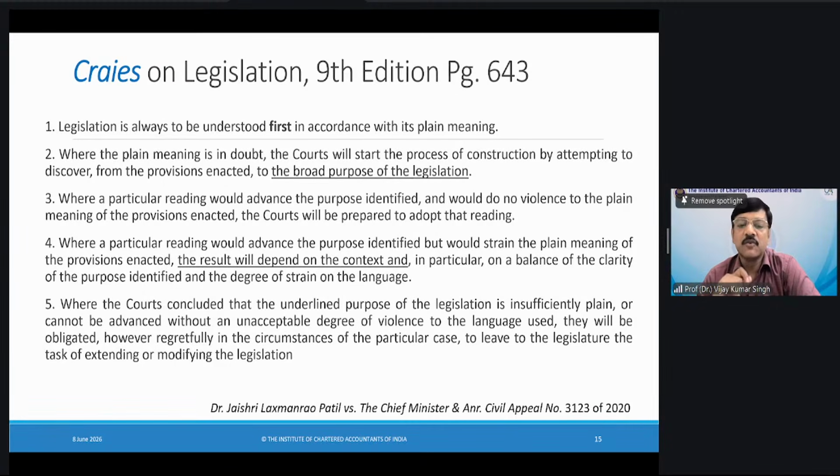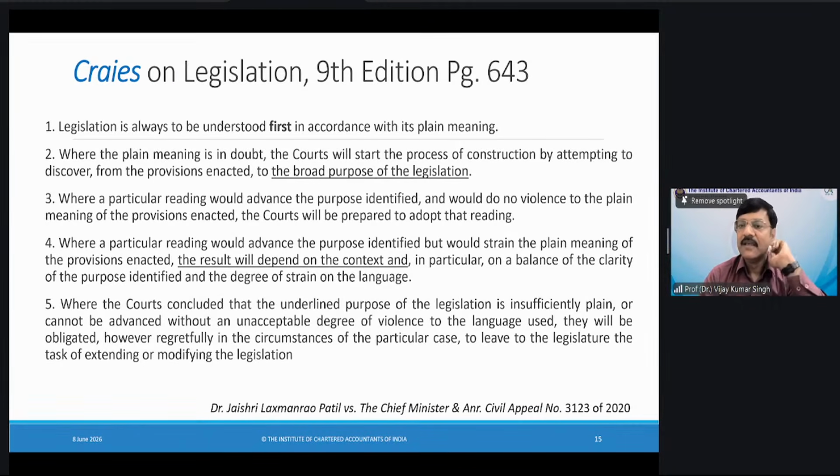And where the courts conclude that the underlying purpose of legislation is insufficiently plain or cannot be advanced without an unacceptable degree of violence to the language, they will be obligated, however regretfully in the circumstances of a particular case, to leave it to legislature the task of extending or modifying the legislation. And the courts have done this, by the way. Courts have left the issue for the legislature to be done with.